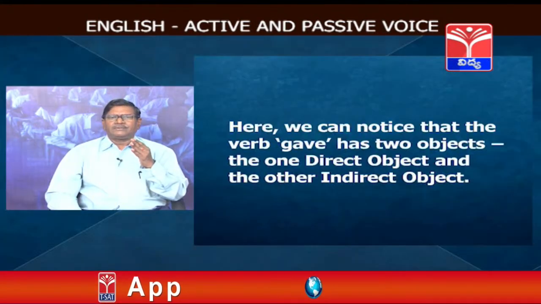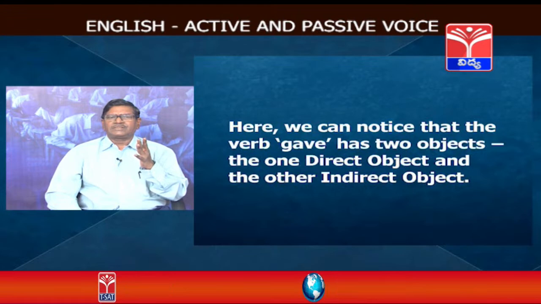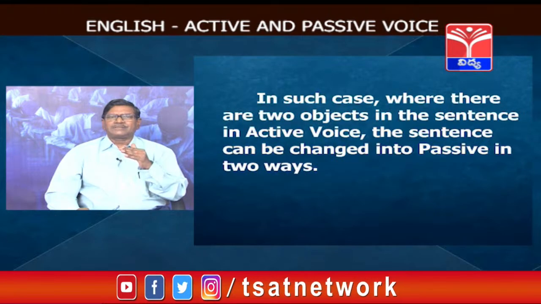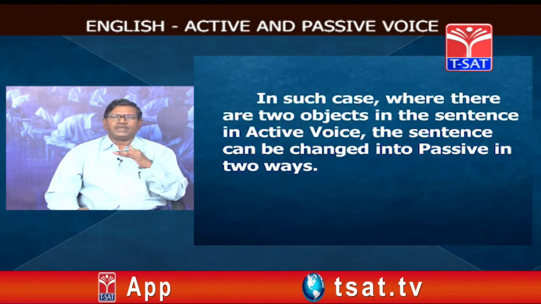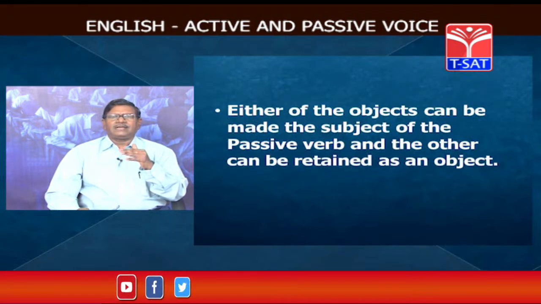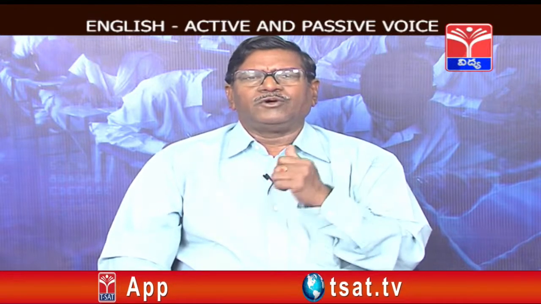Likewise, here we can notice that the verb gave has two objects in the sentence. The one is direct object and the other one is indirect object. In such cases, where there are two objects in the sentence in active voice, sentence can be changed into passive in two ways. Either of the objects can be made the subject of the passive verb, and the other can be retained as an object. In the example, when present becomes the subject, me is retained in its position there. A present was given to me by Gopal.